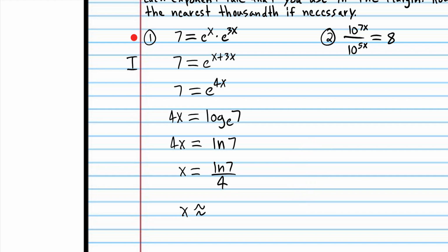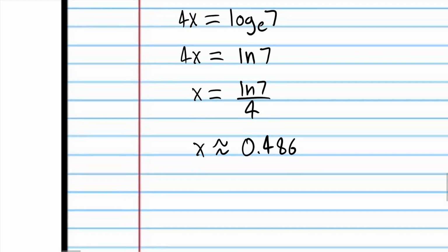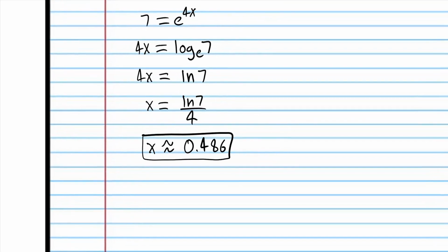And now I want you to press the ln button at the middle left, then 7, then right parenthesis, then down arrow key, then 4, and then enter. And you should get 0.486, because it says up here, round to the nearest thousandth if necessary. So if you had trouble with that, that's okay. Just go online to try to figure out how to do this with your calculator.